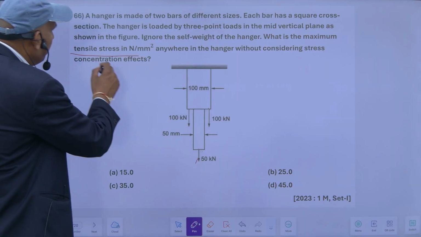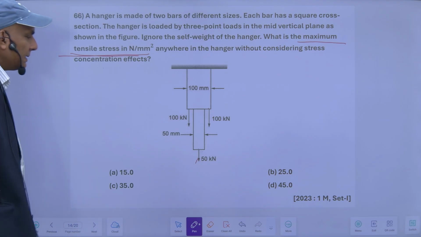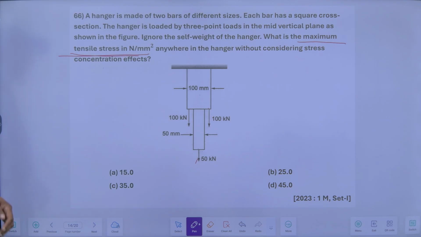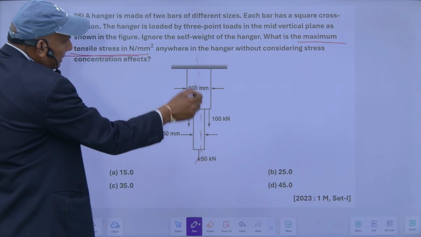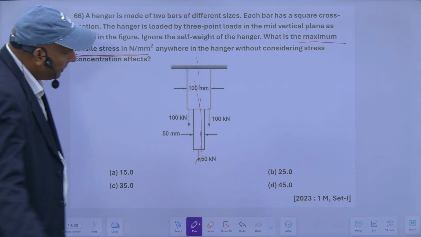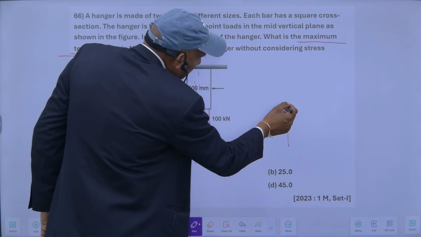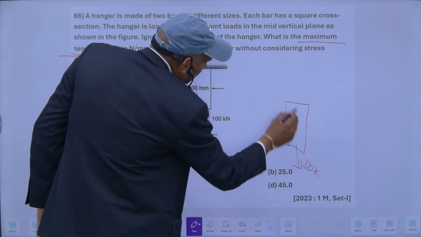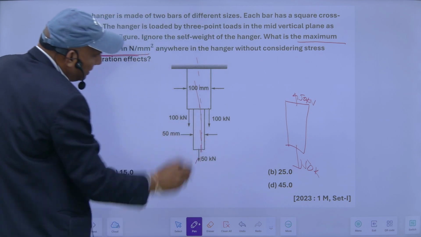So where does the maximum tensile stress occur, whether in this portion or in these portions? One thing is very clear, my load is passing through here. So if I draw a free body diagram, then this will be like this one. This is for the lower portion, this is 50 kilonewton. So this is the free body diagram of this one.